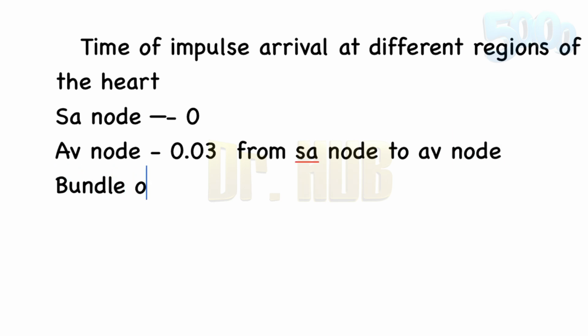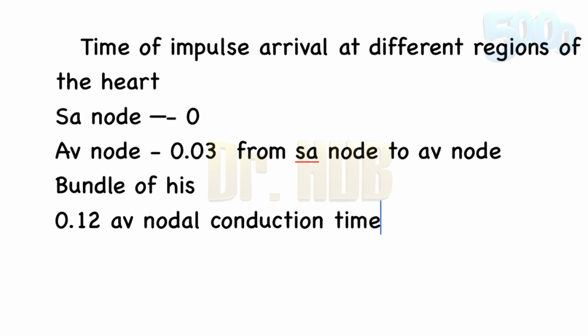Next, what we have is the bundle of His. In the bundle of His, the timing is 0.12 seconds. Here at 0.12, there is the AV nodal conduction time, or AV nodal delay.